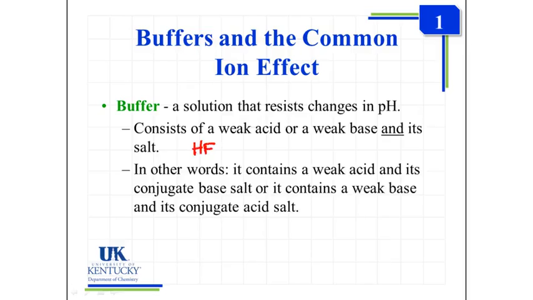If I take that weak acid and think about what its conjugate base is, that would be F minus. And then if I were to create the salt from that, I would need to add an ion with it. So a counter ion like a cation, NaF, would be a salt containing that weak base. So a buffer consists of a weak acid and the salt of its conjugate base.